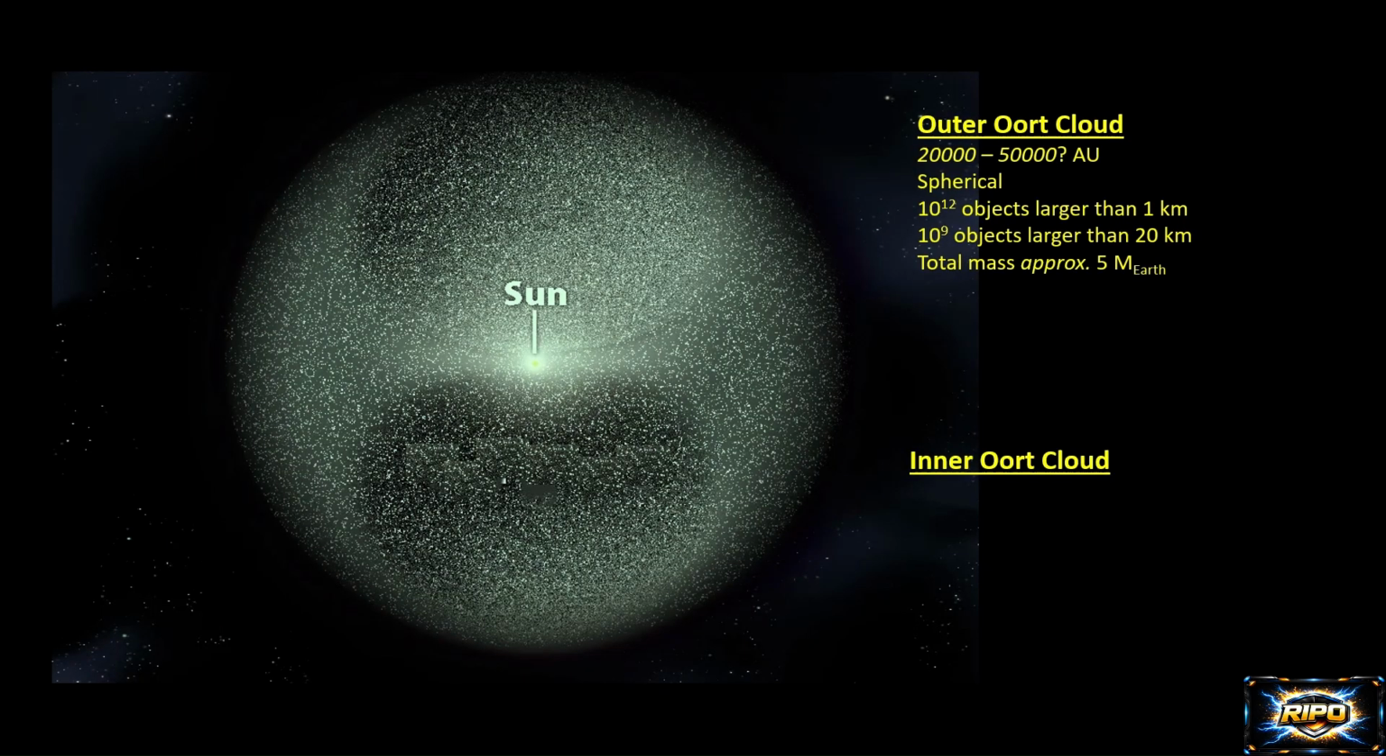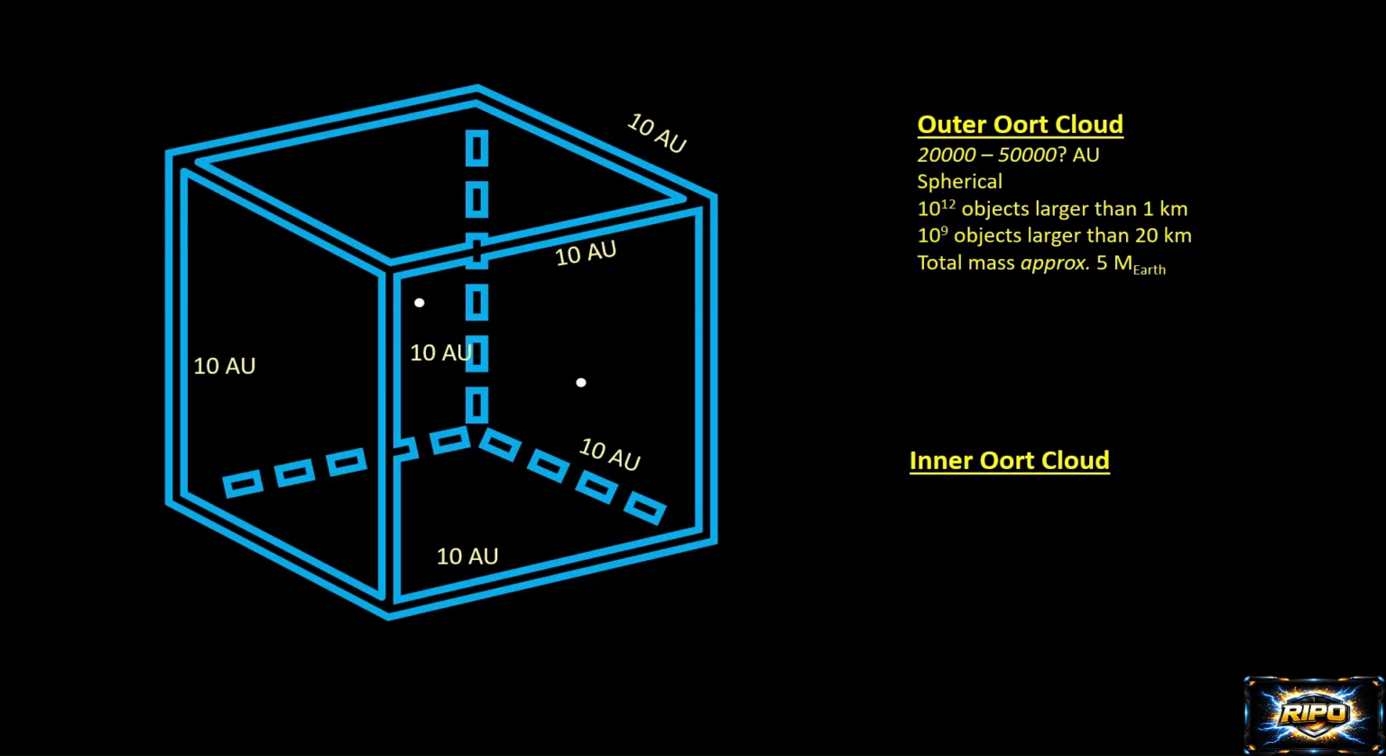The Oort Cloud consists of two parts. The outer Oort Cloud is roughly spherical, has perhaps 1 trillion objects larger than 1 kilometre in diameter, and perhaps 1 billion objects larger than 20 kilometres. Its total mass is roundabout 5 times the mass of the Earth. But when you do the maths, it's not very dense at all. You'd only have 2 objects larger than 1 kilometre in 1,000 cubic astronomical units.